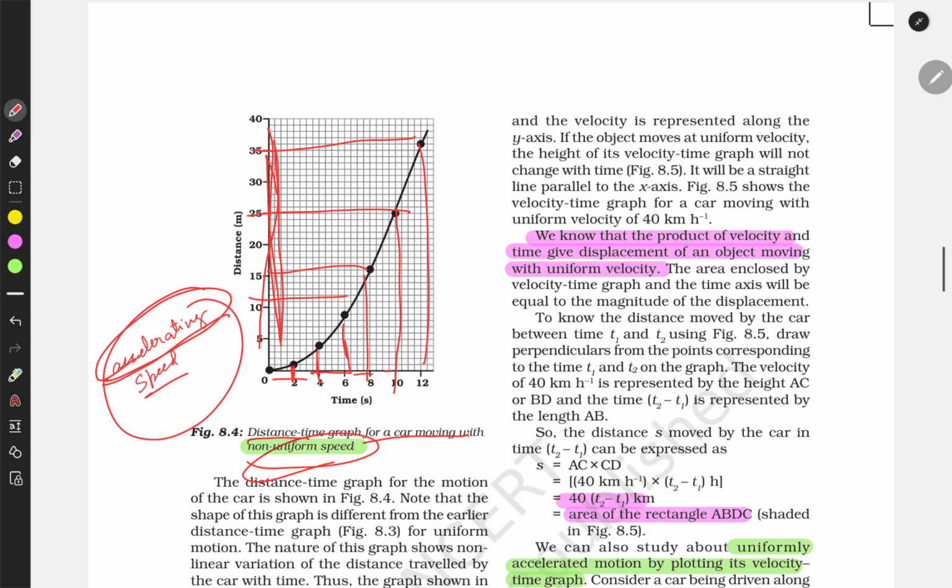We know that the product of velocity and time gives a displacement. Definitely, the product of velocity and time gives the displacement of an object moving in a uniform direction. We have already discussed that velocity is displacement upon time, so definitely velocity and time give a displacement. So displacement will be velocity into time.